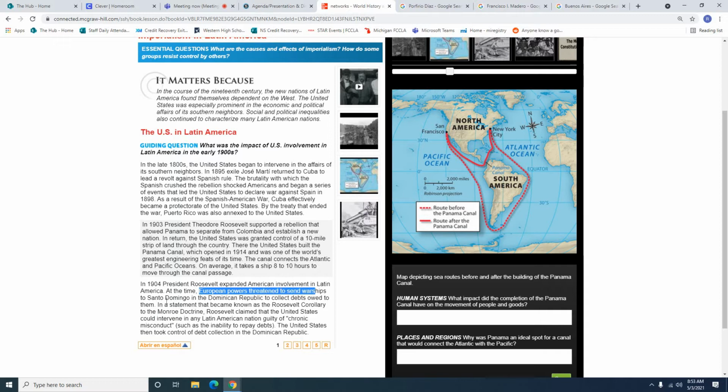European powers threaten to send warships to Santo Domingo in the Dominican Republic to collect debts that are owed to them. Well, the United States is saying, you know what we're going to do? Roosevelt initiates the Roosevelt corollary, and we don't care if a Latin American country is guilty of chronic misconduct by European standards, such as the inability to repay debts. The U.S. will go ahead and take control of the debt. So this is a powerful move.